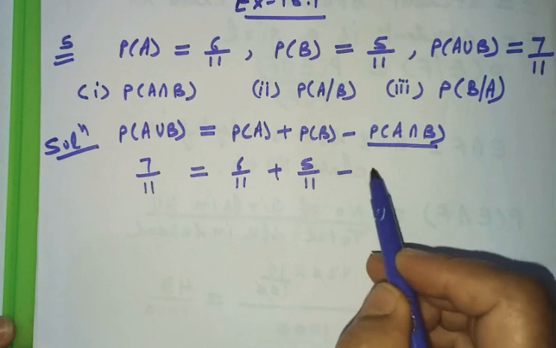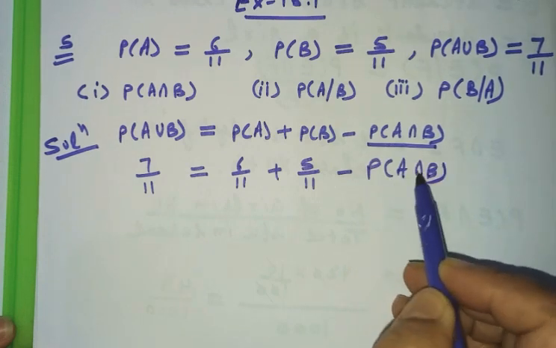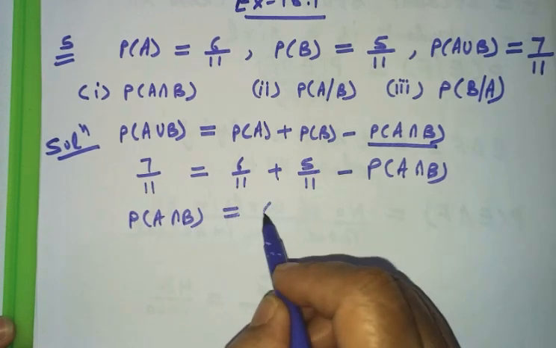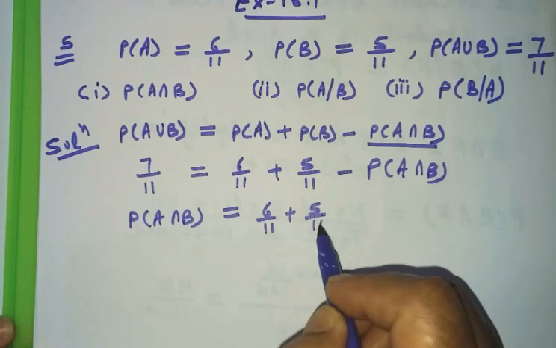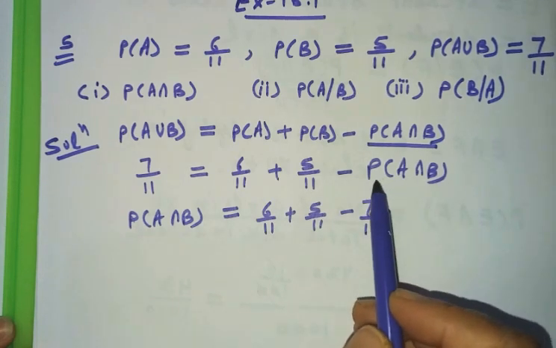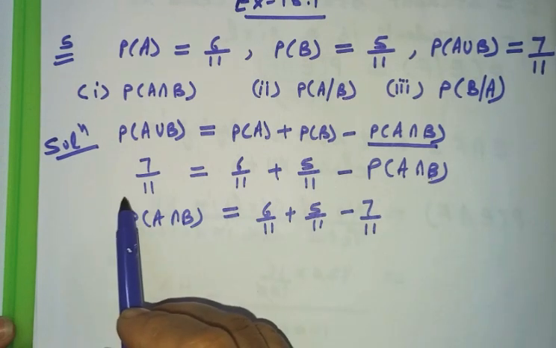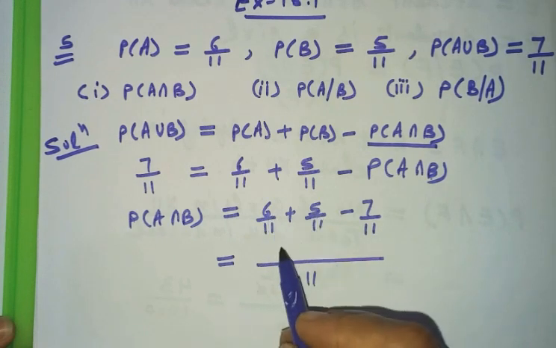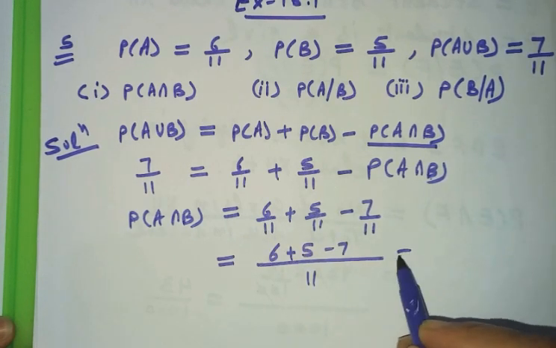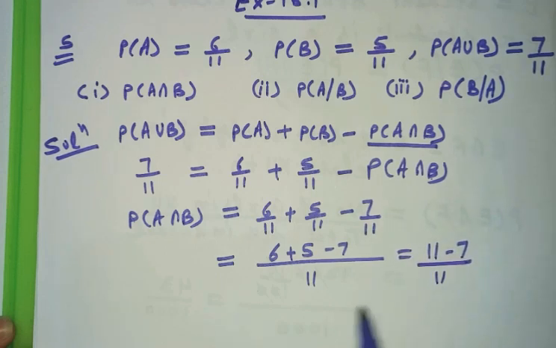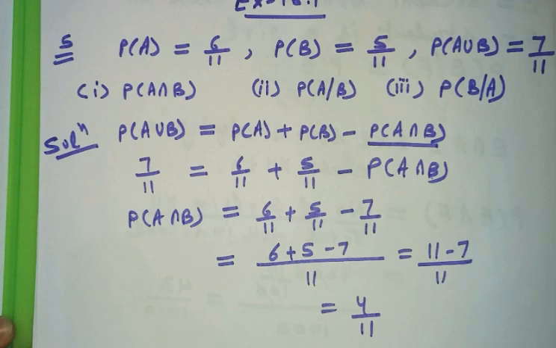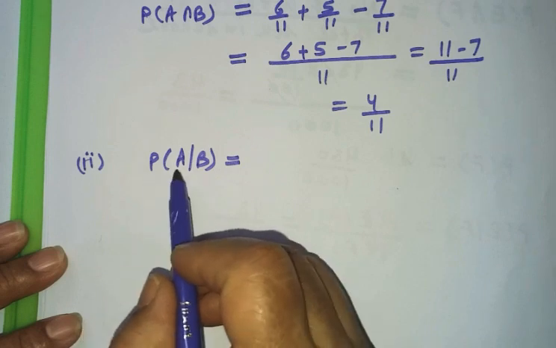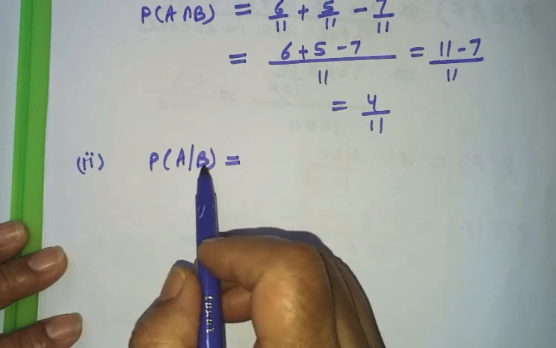So let us take this term on the left hand side, so it becomes probability of A intersection B is equal to 6 by 11 plus 5 by 11 minus 7 by 11. I have transposed P(A intersection B) on the left hand side and 7 by 11 on the right hand side. So 11 is the LCM, 6 plus 5 minus 7, which is equal to 11 minus 7 upon 11, which is equal to 4 by 11. Now we move to the second part. Second part needs me to find the conditional probability of A, knowing that B has already occurred.